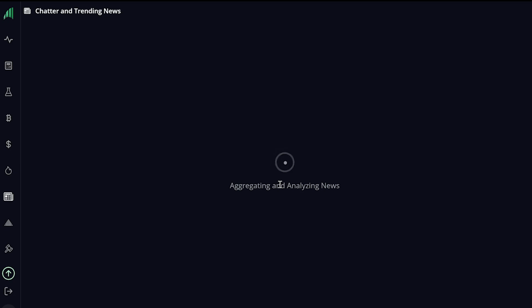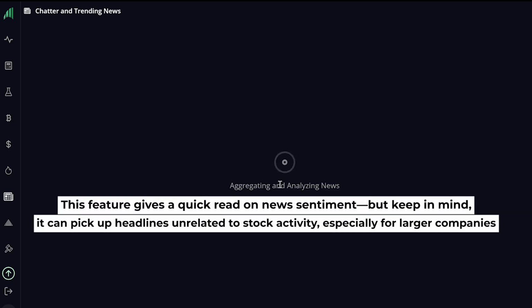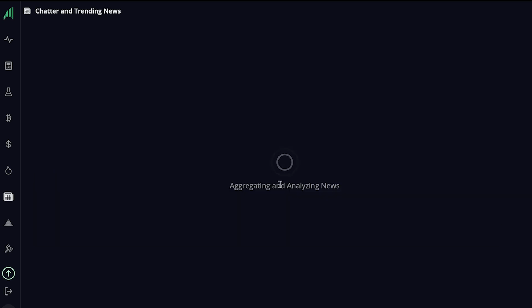I will say news for individual tickers is available in that ticker research panel. What's cool here is that it does give you some information about news sentiment. Take this with a slight grain of salt because Insider Finance picks up a lot of news, and for larger companies that are showing up in news for reasons other than their stock activity, those get picked up as well. And Insider Finance is assigning sentiment to those headlines. So just be a little bit careful interpreting the sentiment data in this news feed.